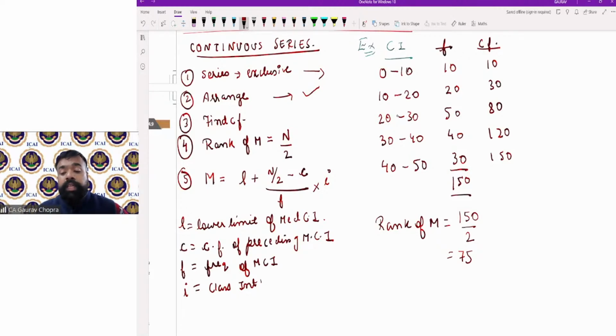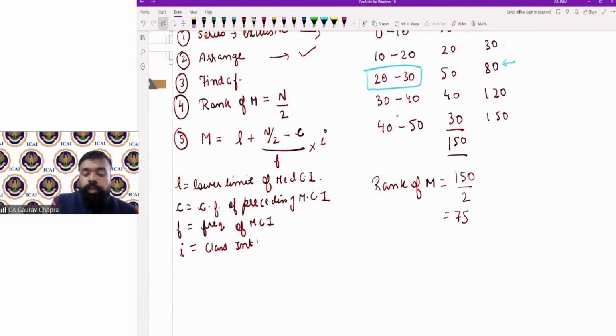45. So sorry, 75. Now 75 कौन से इंटरवल में आएगा? 10 में नहीं आ सकता, 30 में नहीं, 80. It will be covered in 80. तो इस इंटरवल में आएगा. So 20 to 30 is known as median class interval. So median class interval will be 20 to 30.